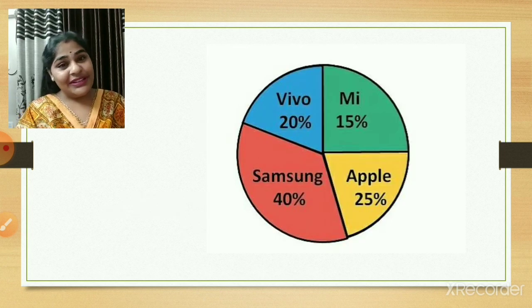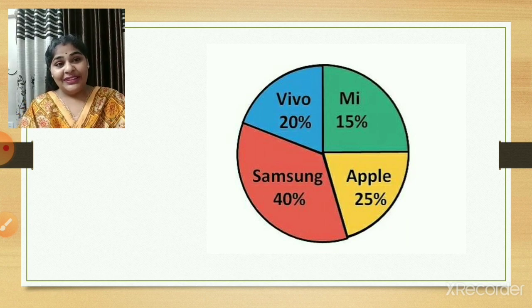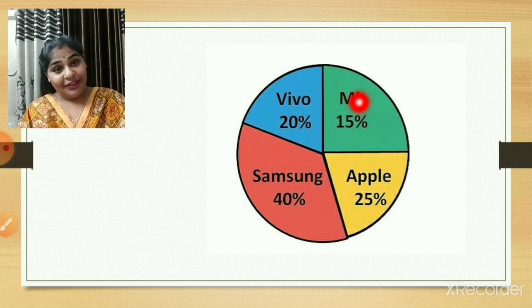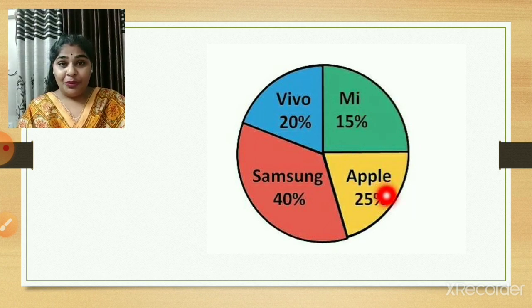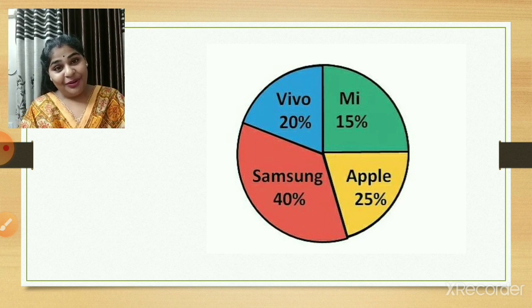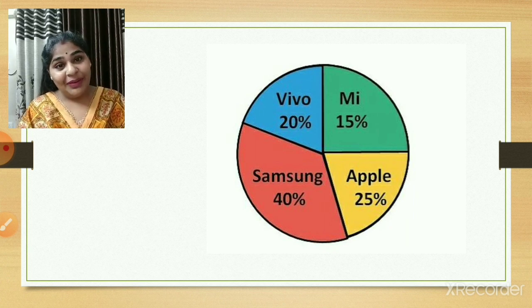So here is one more example. We surveyed people and asked which company's mobile they like. 20% of people said they like Vivo, 15% like MI, 25% like Apple phone, and 40% like Samsung. And this was the pie chart drawn. Looking at the pie chart now, I hope you all are able to read the pie chart and get all the information from the given pie chart.